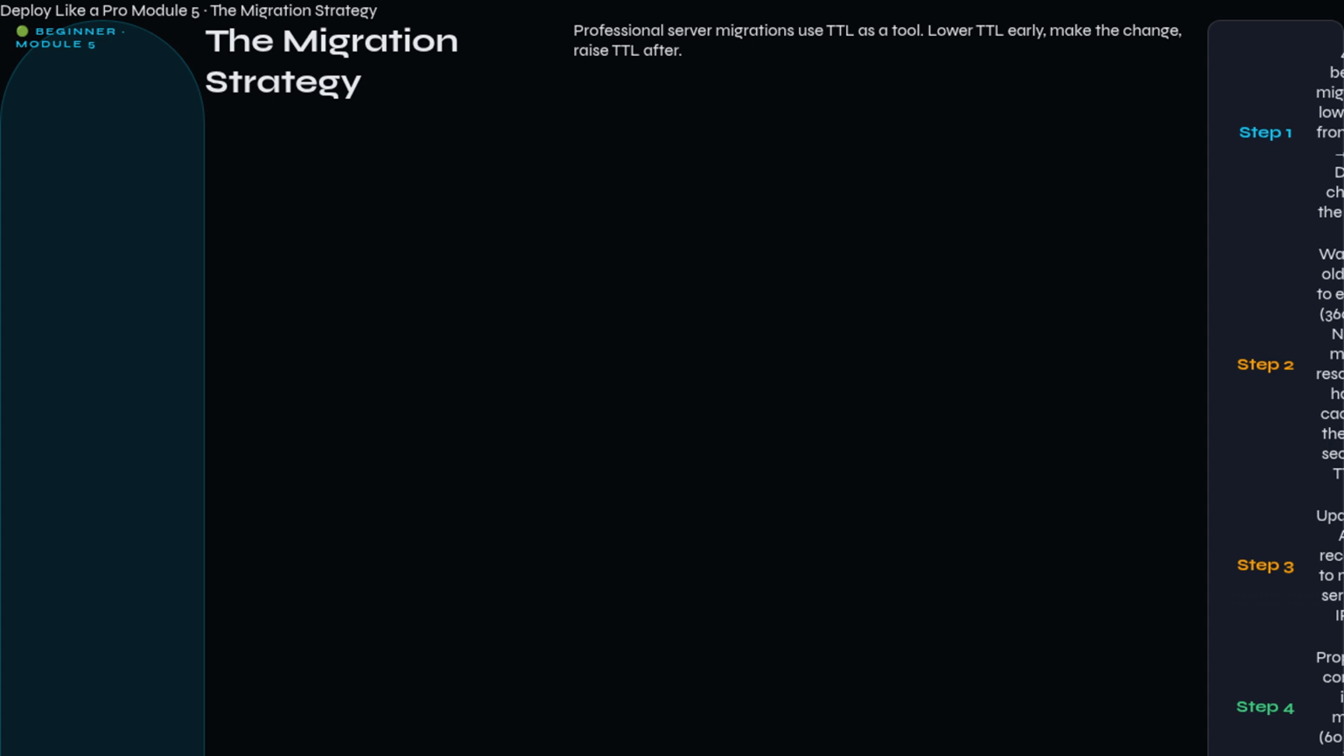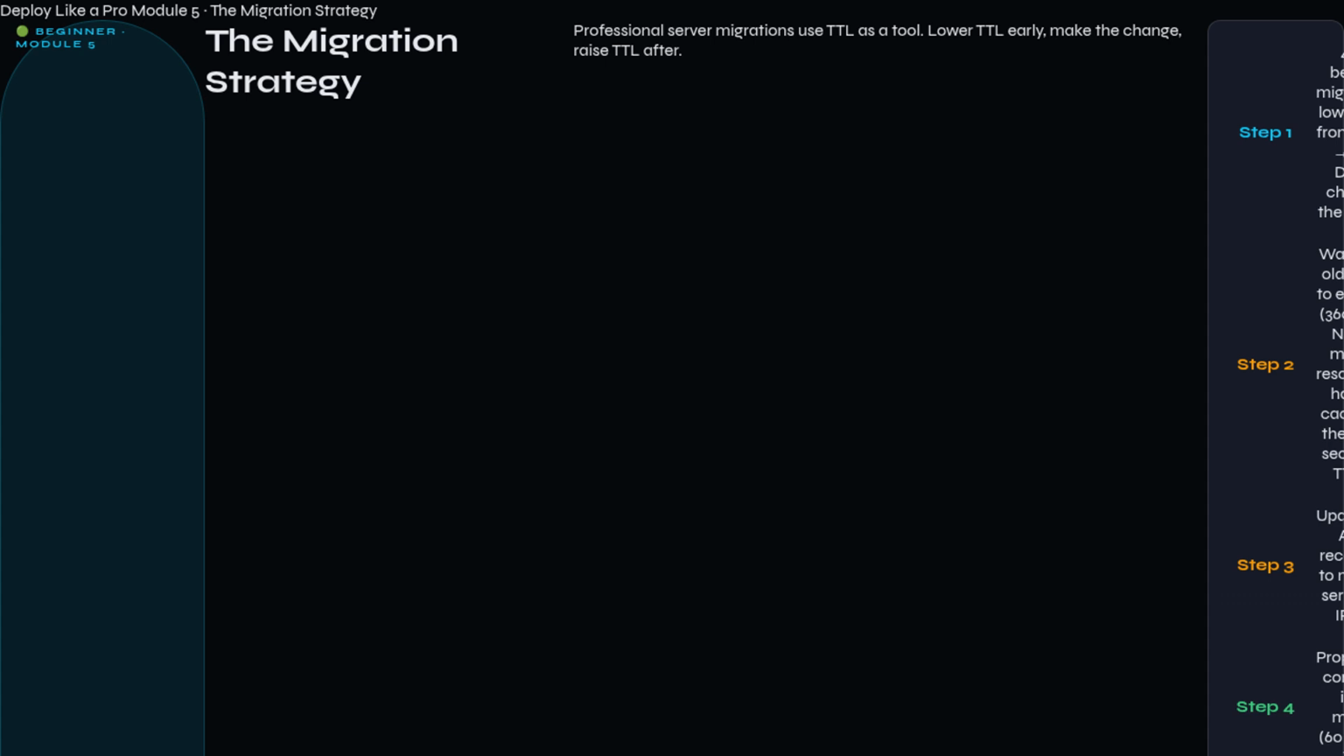Step 2. Wait out the old TTL. After you lower the TTL, you need to wait for the old high TTL caches to expire worldwide. If the old TTL was 3600, wait 3600 seconds, 1 hour, after the TTL change before proceeding. If it was 86,400, wait 24 hours.